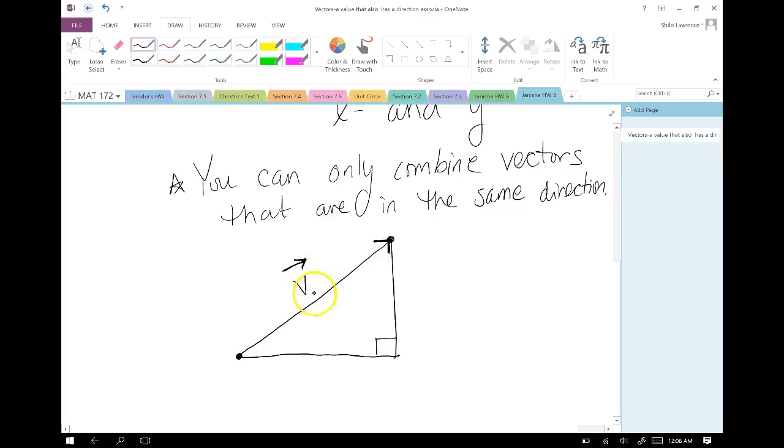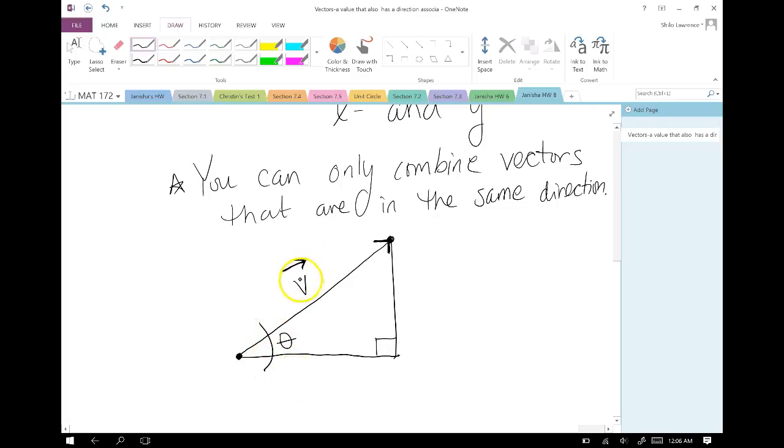The length of the vector represents its magnitude. So a longer line segment there would mean a larger magnitude. A shorter line segment would mean a smaller magnitude. And then this angle right here is the direction. So in this right triangle, the hypotenuse is the magnitude. That's our vector. And then that angle is the direction.